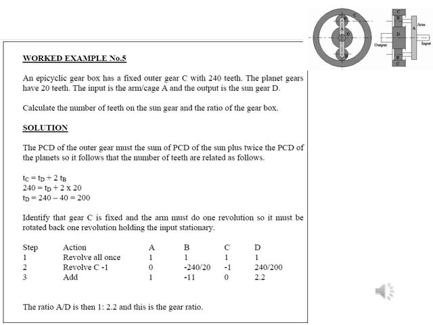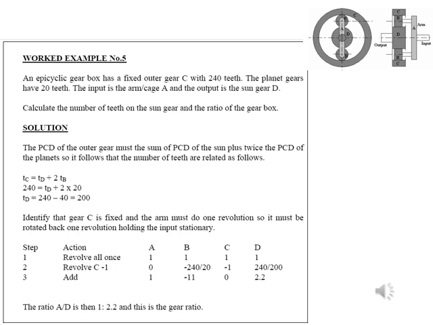The input is arm and cage A, and the output is the sun gear D. So you have gear C and gear D, the sun gear. Calculate the number of teeth on the sun gear D, and the ratio of the gearbox. So you need to calculate the ratio of the gearbox.